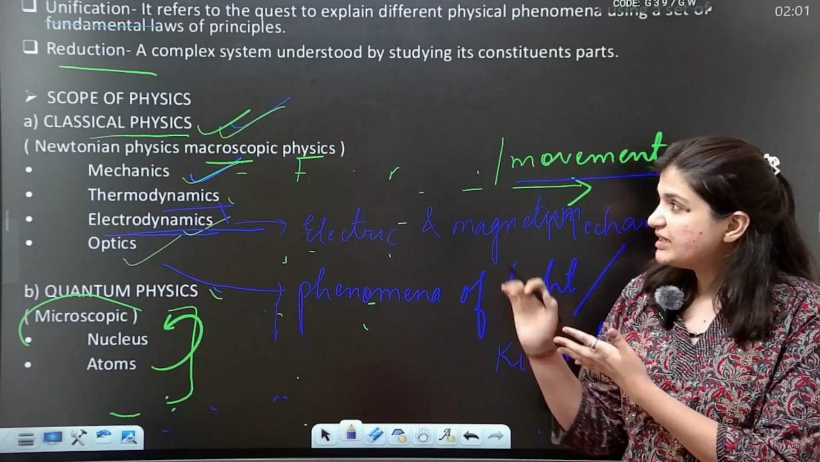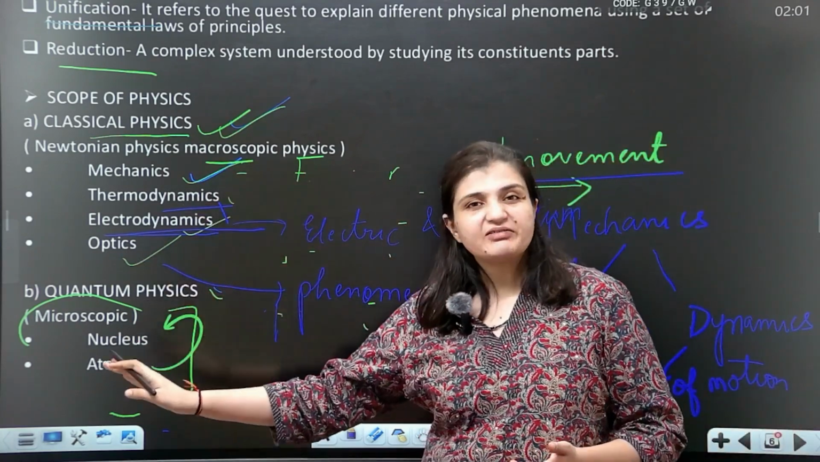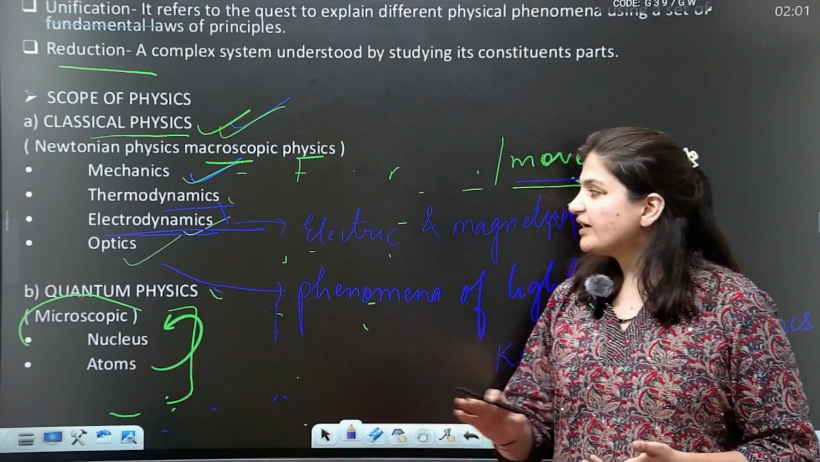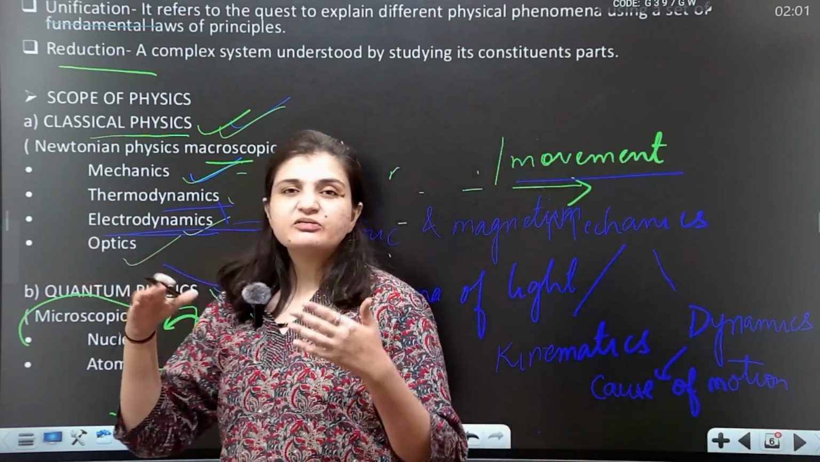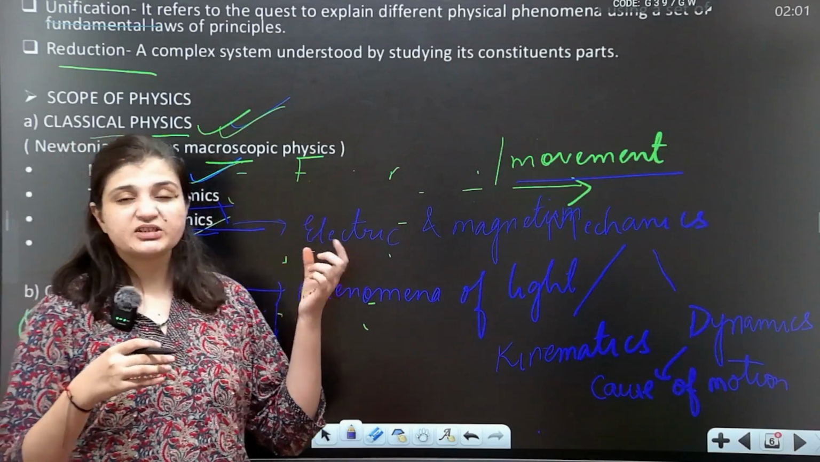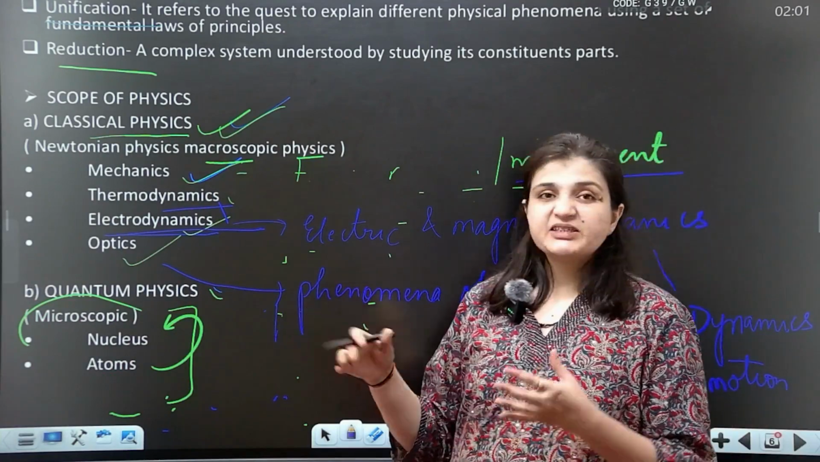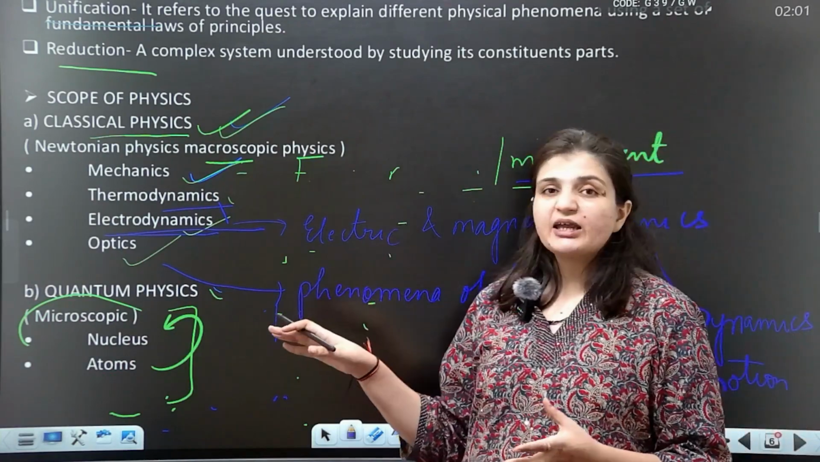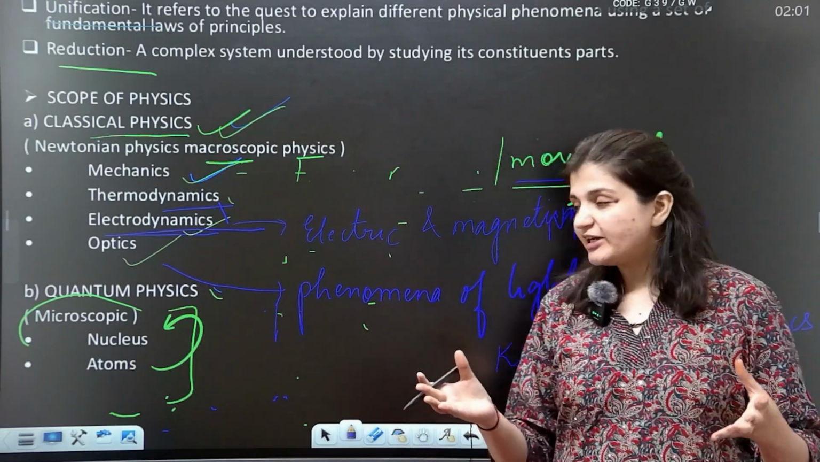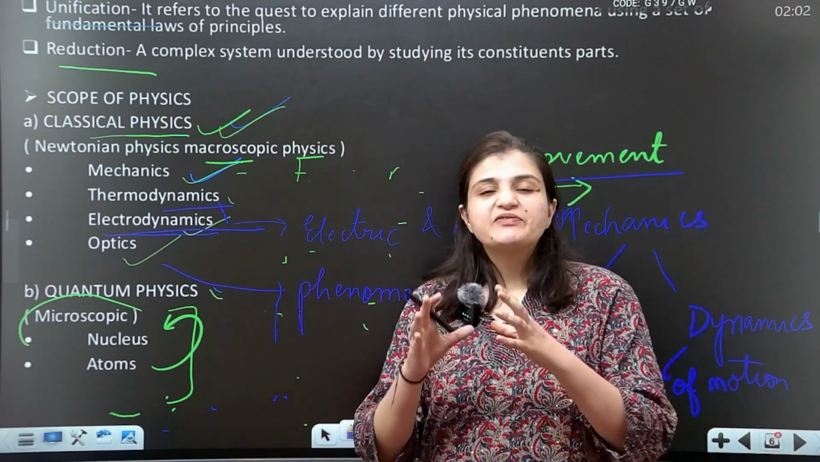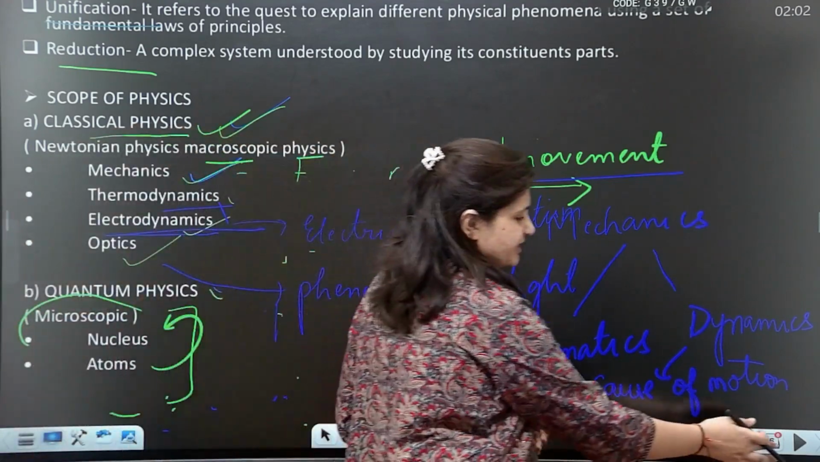So students, these are all the branches of physics: mechanics, thermodynamics, electrodynamics, optics, and then quantum. Mechanics is the cause of motion, why this object is traveling and how fast it is traveling. Thermodynamics is heat and energy. Electrodynamics, electric and magnetic fields. Optics, study of light. And then comes quantum, where we study about the nuclei and the atoms. Now students, let's go further.